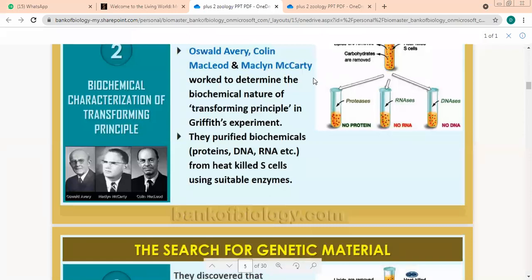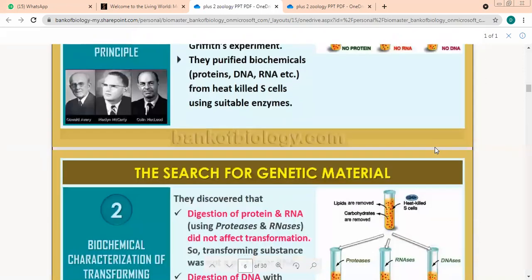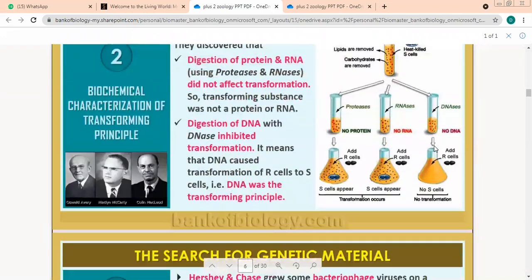Since she has joined us, let us start with her again from here, second experiment. We are trying to find out what is the genetic material. Okay, Anshika, you joined us late. Listen, we are trying to find out what is the genetic material. We have three options: proteins, DNA, and RNA. We are just going to find out which is the genetic material.